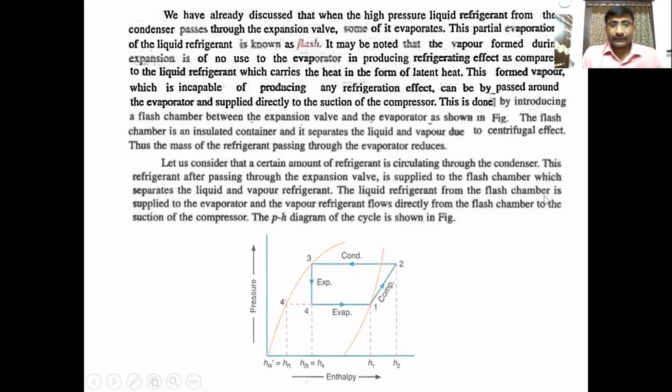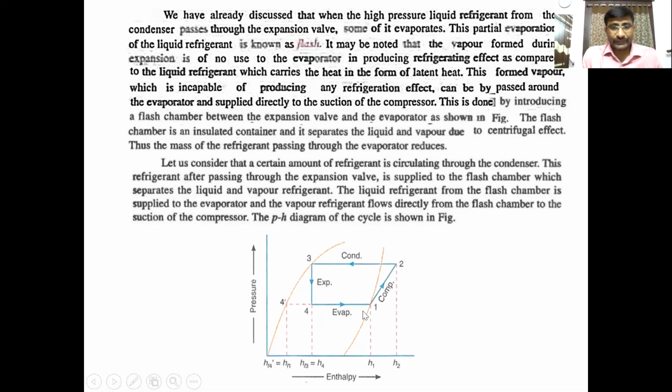The liquid refrigerant from the flash chamber is supplied to the evaporator, and the vapor refrigerant flows directly from the flash chamber to the suction of the compressor. That is the inlet of the compressor. The pH diagram of the cycle is shown in this figure. Here, what is going on? 1 to 2 is the compression process.